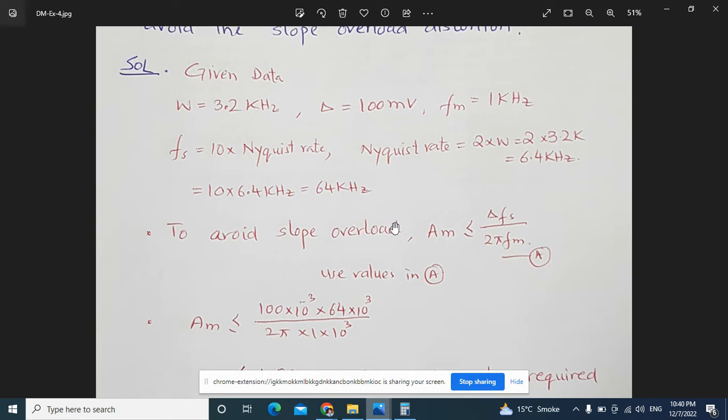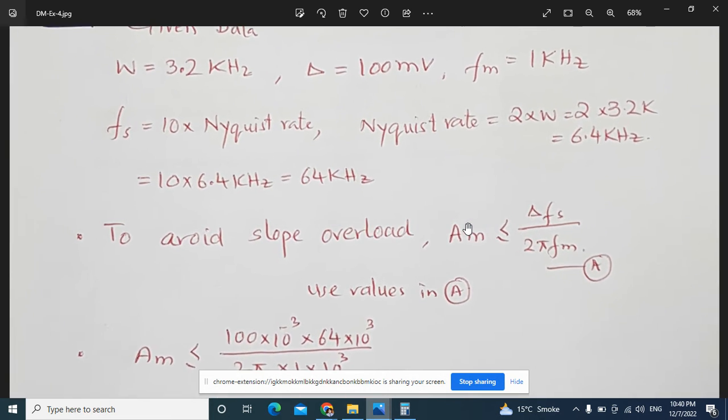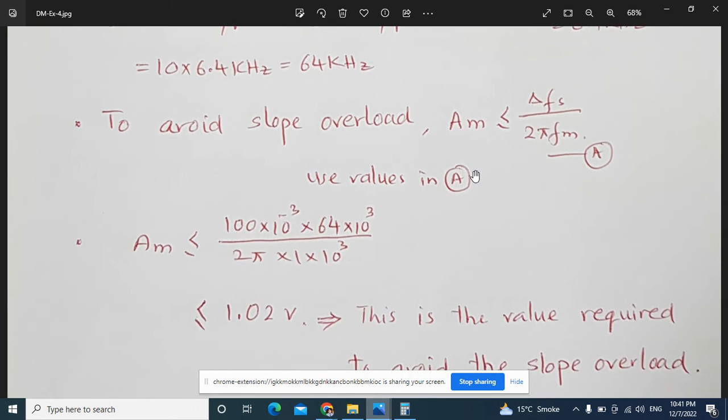To avoid slope overload, that is the condition that we have derived already in our previous session. So Am should be less than or equal to delta multiplied by the sampling rate divided by 2 pi fm. So if you use all the values in this equation, here the delta is 100 millivolt, 10 raised to minus 3, multiplied by fs, the sampling rate, that is 64 kilohertz, so 64 multiplied by 10 raised to power 3, divided by 2 pi into fm, 1 kilohertz, 1 into 10 raised to power 3.